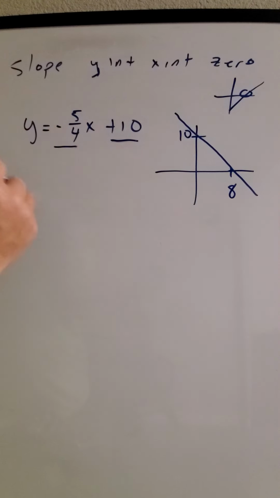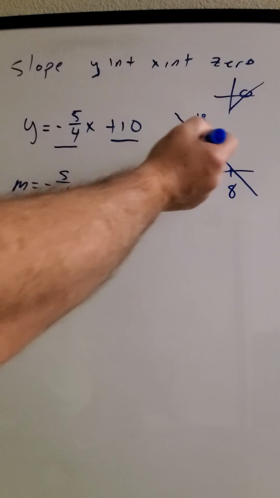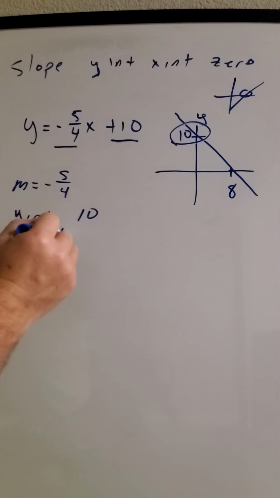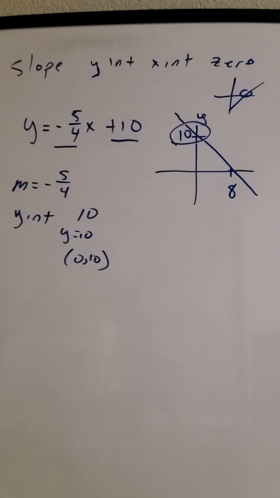Slope, well, that's right here. M is slope, so slope is -5/4. Since this is the y-axis, this is our y-intercept. Y-intercept we can write as 10. We can write it y equals 10, or we can write it as 0, 10. You just have to identify up front that you're dealing with the y-intercept.